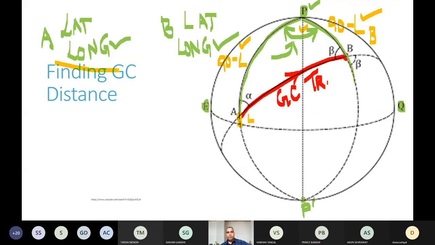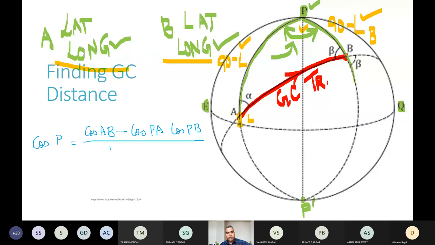Cosine formula. Very good. So we apply the cosine formula for angle P. जब आप इसे angle P के लिए apply करोगे, so let me pick up the pen, write it here. It will be cos of angle P is equal to cos of opposite side, which will be AB, minus cos of adjacent side 1, which will be PA, cos of adjacent side 2, which will be PB, all divided by sine of adjacent side 1, so you will have sine of PA, multiplied by sine of adjacent side 2, which is sine PB.